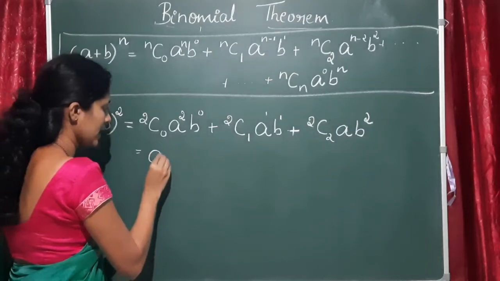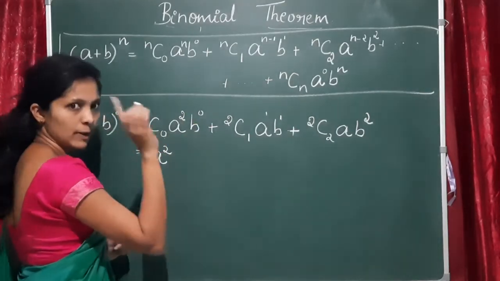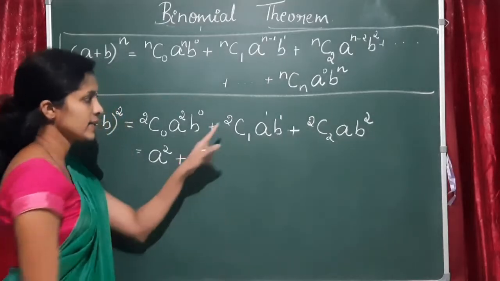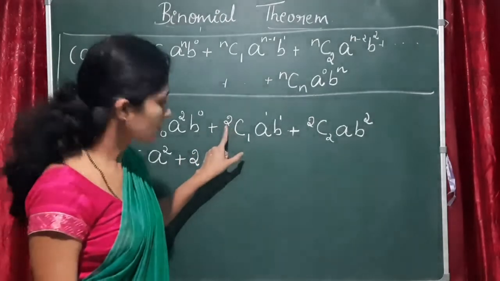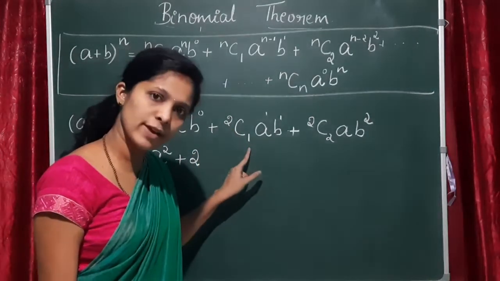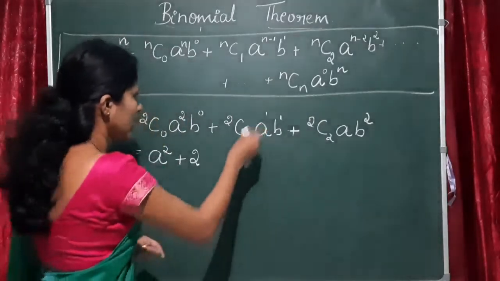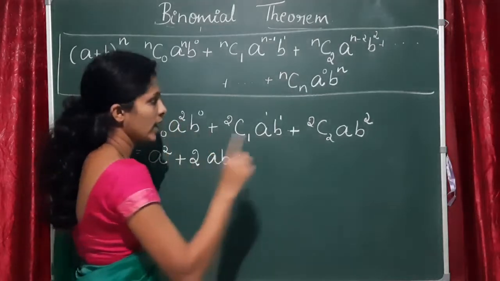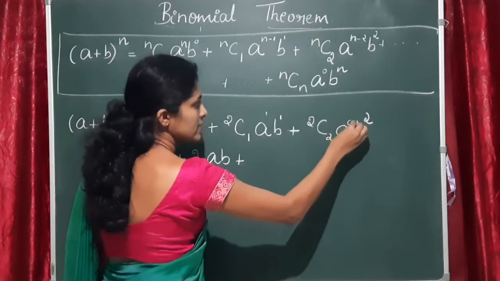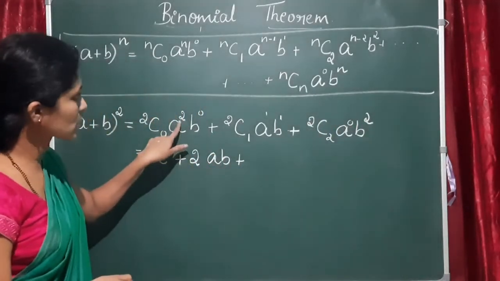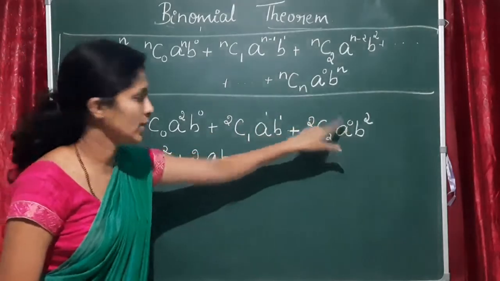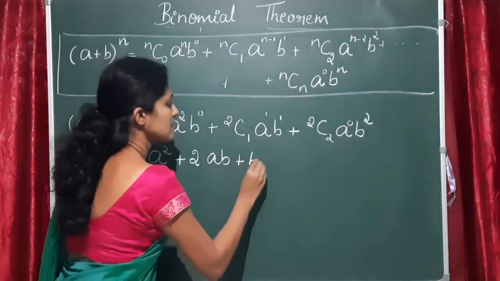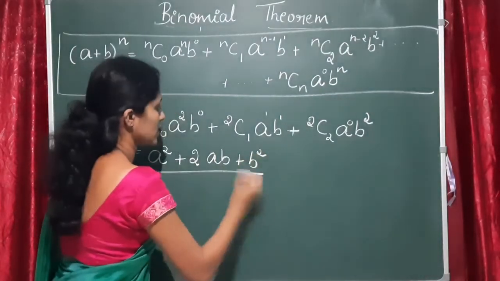So what is 2C0? 1, right? a square, b to the power 0 will be 1, plus 2C1 is 2. How to find this? 2 factorial divided by (2 minus 1) factorial into 1 factorial. a to the power 1 and b to the power 1. Plus 2C2 is 1. Sorry, a to the power this should be 0, right? See here, a square, 1, 0. b to the power 0, 1, 2. So this is called the expansion.